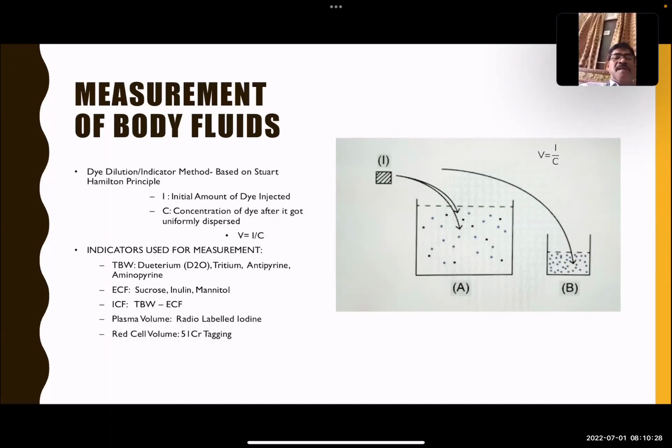Different indicators are used, as some indicators can easily enter all the body parts of our body. For total body water, we use deuterium, tritium, antipyrine, and aminopyrine. And for extracellular fluid, we use insoluble monosaccharides like sucrose, inulin, and mannitol. And we measure the intracellular fluid by an indirect method, in which we subtract the ECF from the total body water. Plasma volume is measured by radiolabeled iodine, and red cell volume is measured by chromium-51 tagging of the RBCs.